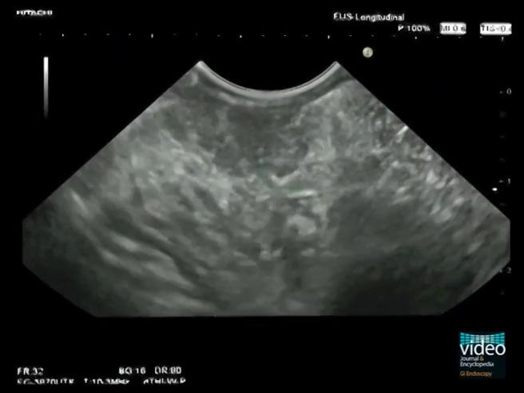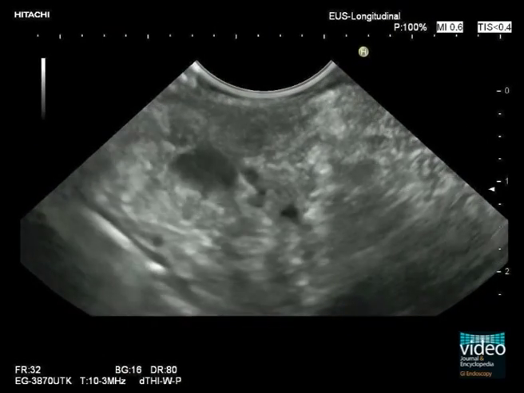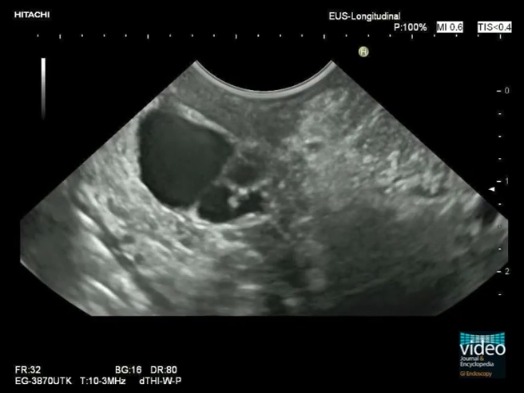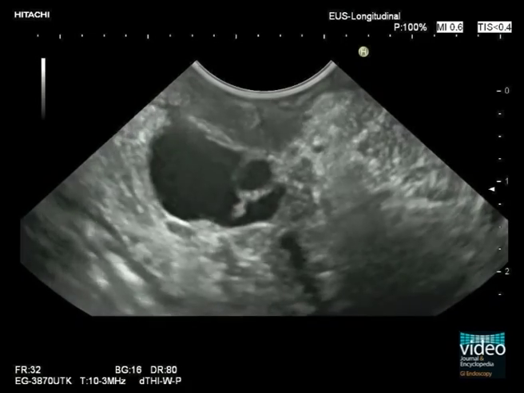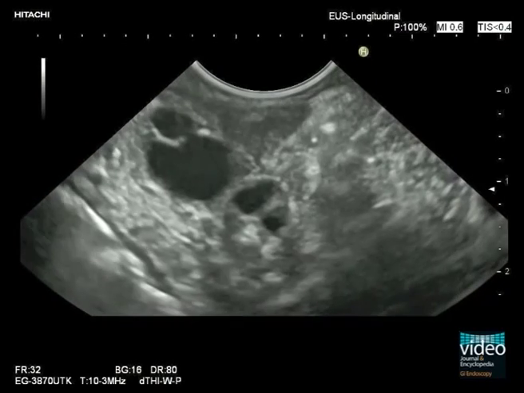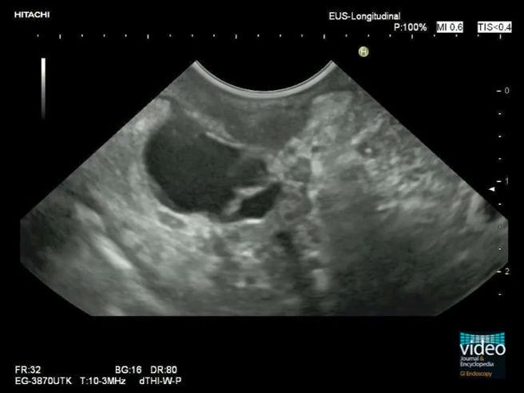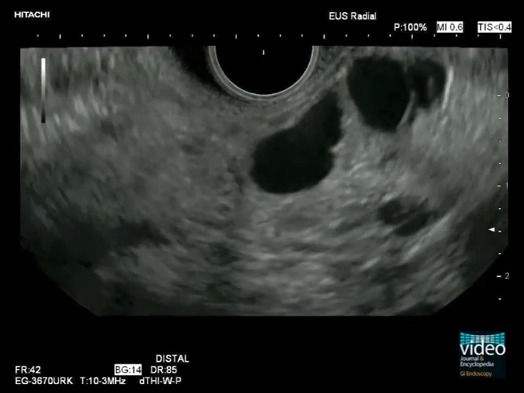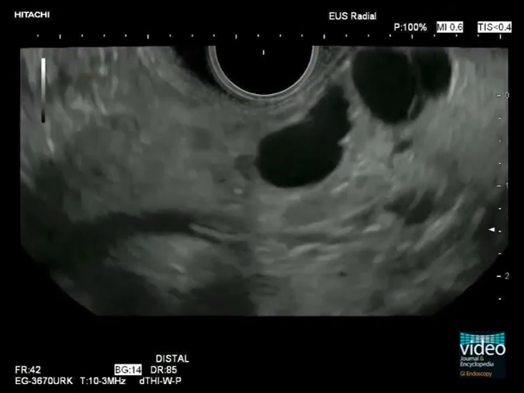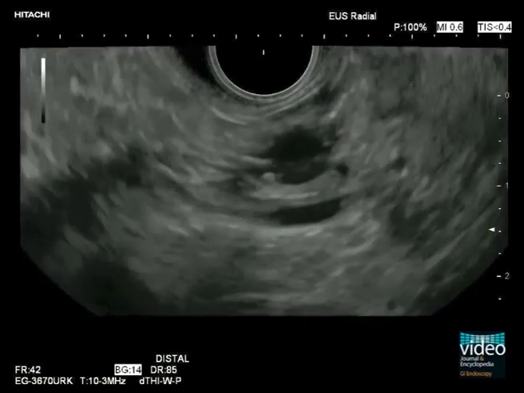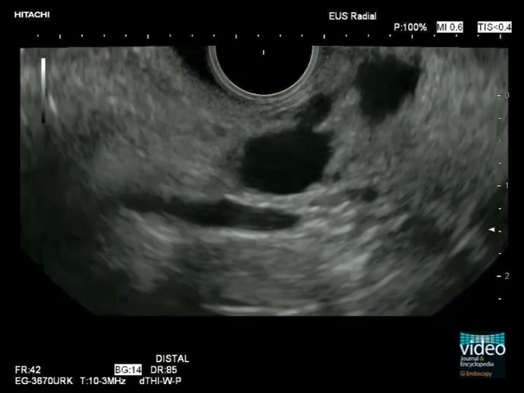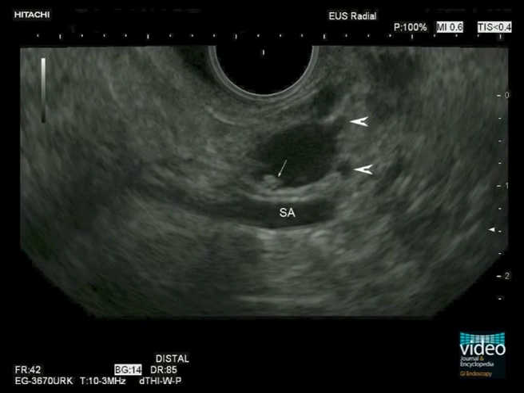Branch duct type IPMN is more frequent than the main duct type. Originating in the side branches of the pancreatic ductal system, 70% of branch duct IPMN are located in the pancreatic head and have a grape-like appearance, as in this case. Acute pancreatitis is induced by transient mucus obstruction of the pancreatic ducts. In this case of branch duct IPMN with acute pancreatitis, ductal communication as well as mucus within the cysts are very recognizable. Arrowheads indicate ductal communications, and the arrow points to intracystic mucus.